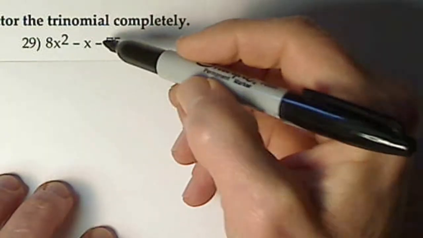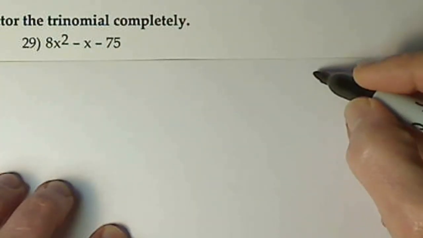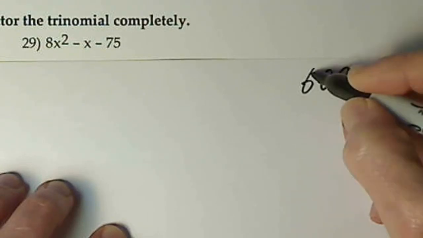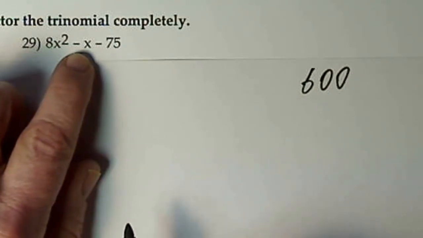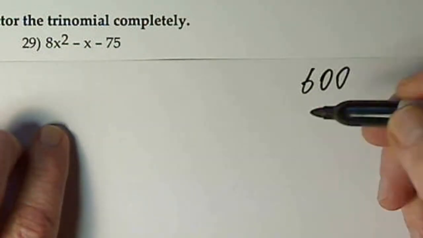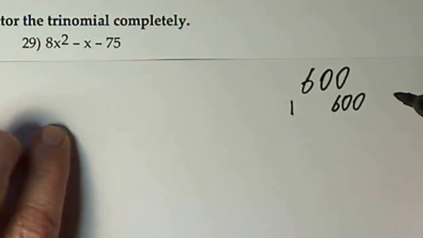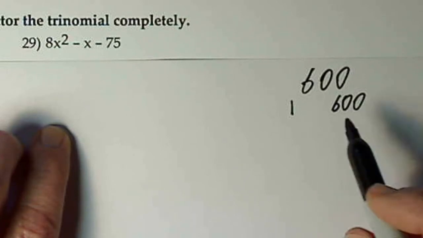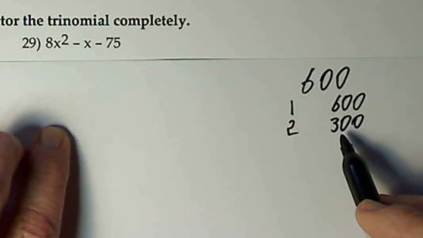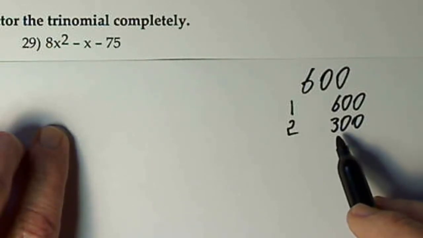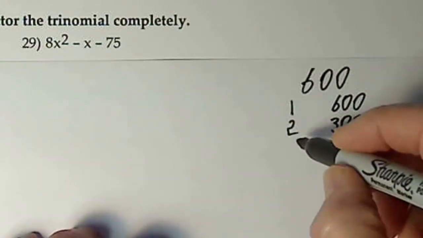One is, if I multiply 8 times 75, that gives me 600. And I'm going to be looking for a difference of 1. Well, a difference of negative 1 actually. So if I start off with my usual practice of 1 times 600, that's a difference of 599. 2 times 300, that's a difference of 298. You can see I'm still a long ways off. So what I'm going to try to do is hurry up down this list.